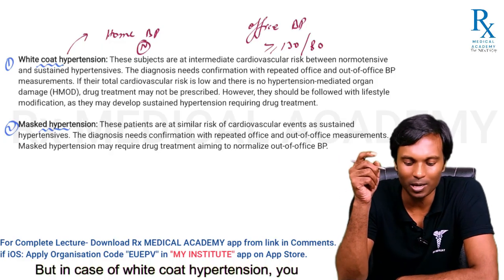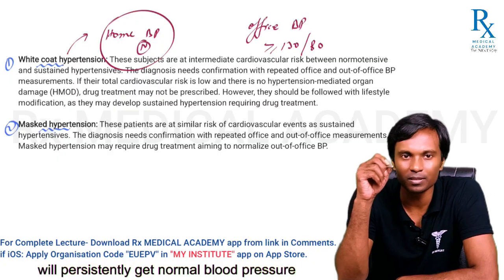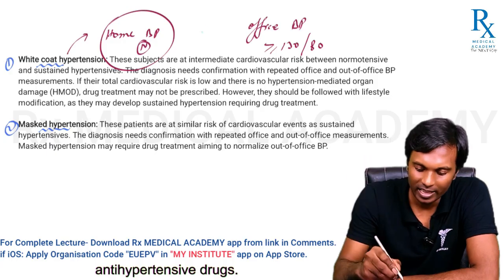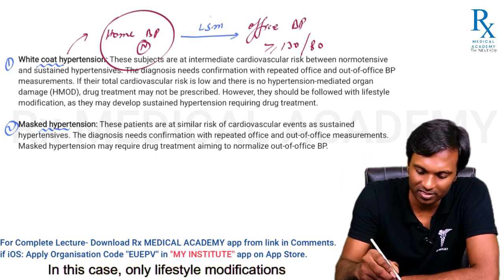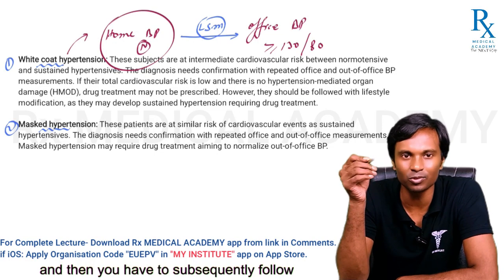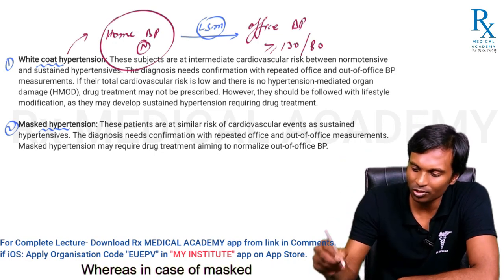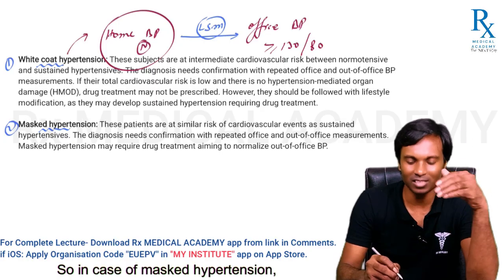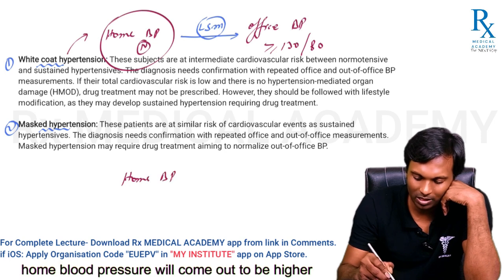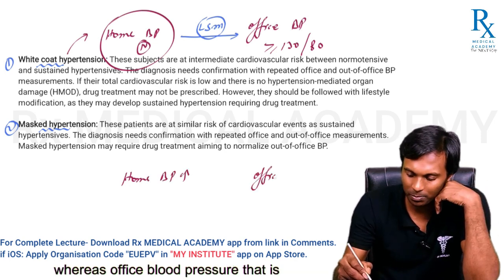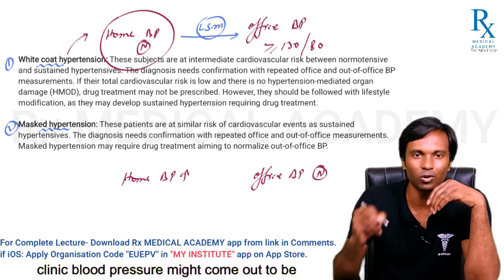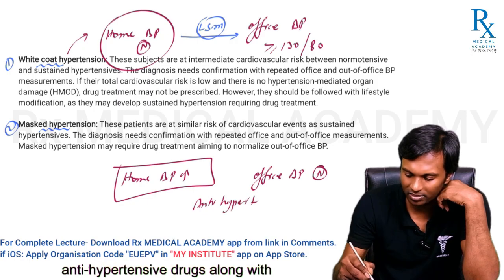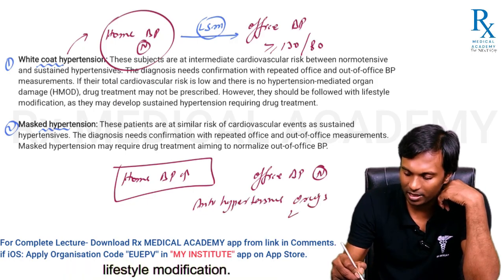But in case of white coat hypertension, you will persistently get normal blood pressure recordings at home. In this case, you don't have to start the antihypertensive drugs. In this case, only lifestyle modifications are more than enough, and then you have to subsequently follow this patient. Whereas in case of masked hypertension, anything masked is very, very dangerous. So, in case of masked hypertension, home blood pressure will come out to be higher, whereas office blood pressure, that is clinic blood pressure, might come out to be normal. This is a dangerous condition. In this case, you have to provide antihypertensive drugs along with lifestyle modification.